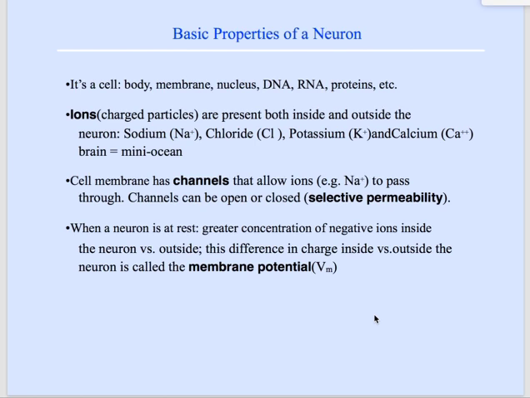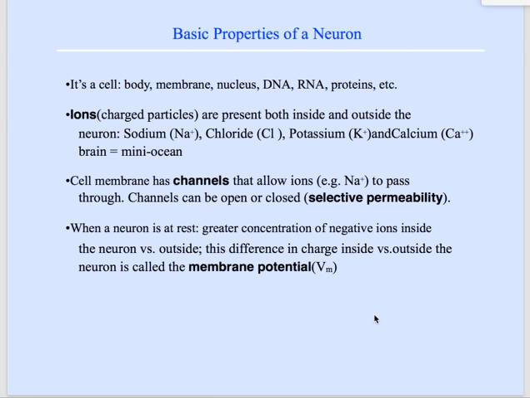So some of the things that are probably the most important are, well, you can think of a neuron as basically containing a lot of different kinds of ions, or charged particles. They're present both inside the neuron, but also outside the neuron. And the ones that are most important are going to be sodium, chloride, potassium, and calcium. And if you think about it, sodium and chloride, for example, create salt. In addition, with the cell body, you have channels that allow ions, such as sodium, to pass through.